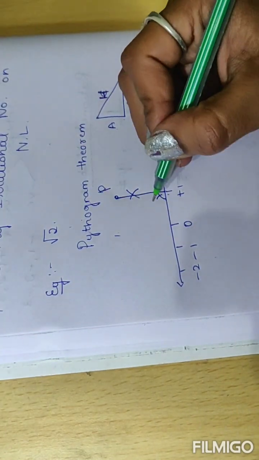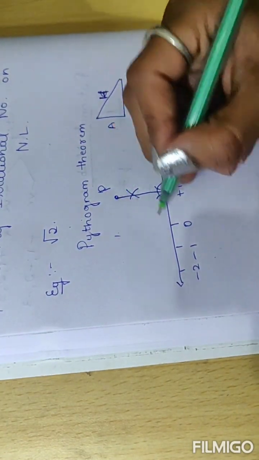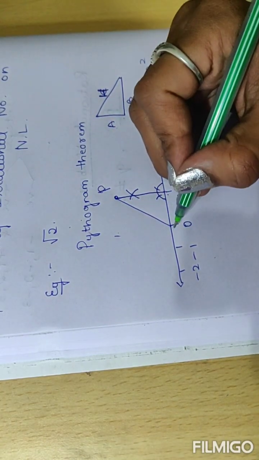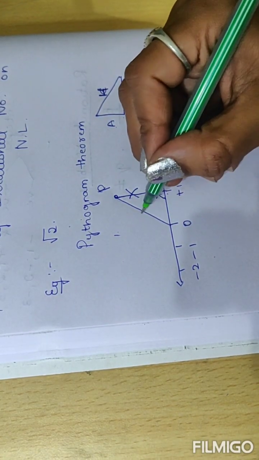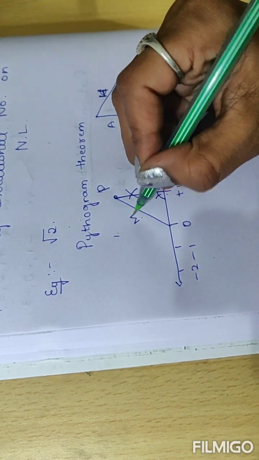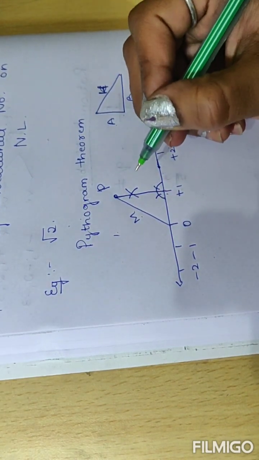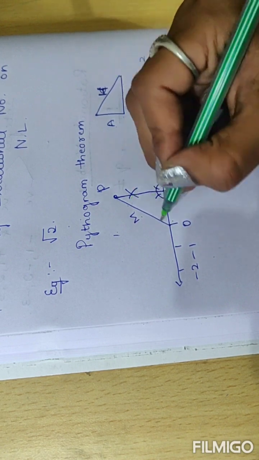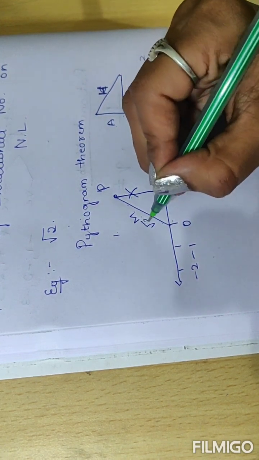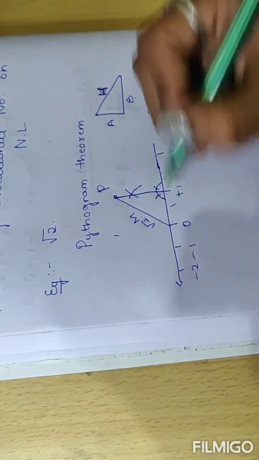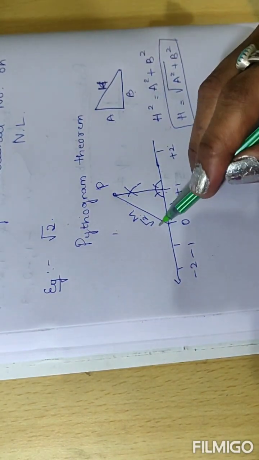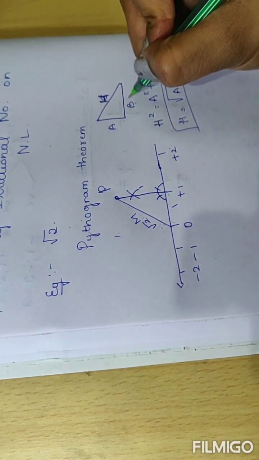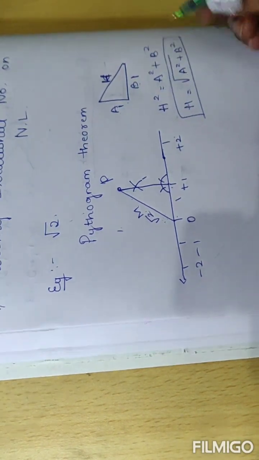Now what do we have to do? We have to join from 0 to 1. After joining this, let's name this side M. This is your hypotenuse, so this is your root 2. So the sides will be 1 and 1. How do you obtain root 2? The sides have to be 1 and 1. That's how you get it. Let's calculate here.